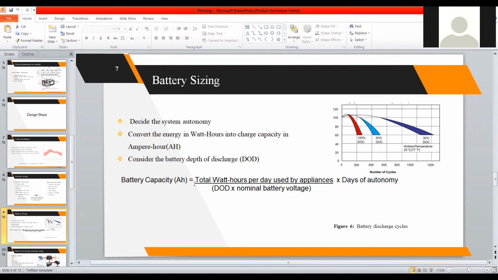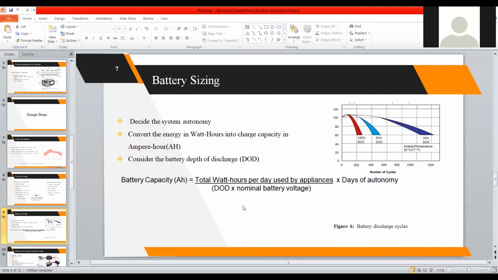We have this formula here. We use the formula here to find the battery capacity in ampere hours. You already know the total watt hours or energy from the appliances. You have to multiply that by the days of autonomy, then divide by what we call the DOD, or rather depth of discharge, multiplied by the system voltage. That is going to give you the total battery capacity for the system.